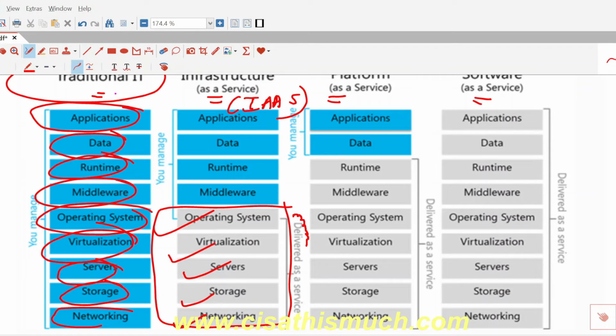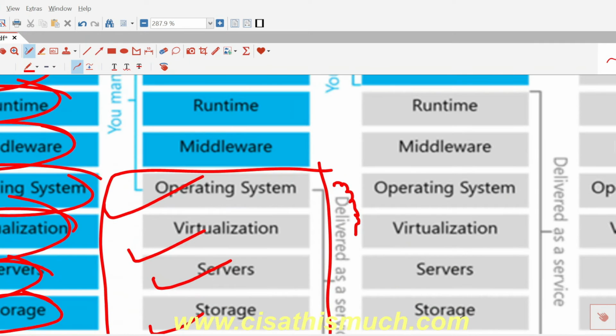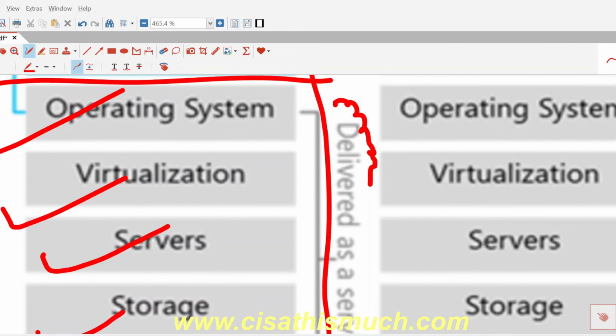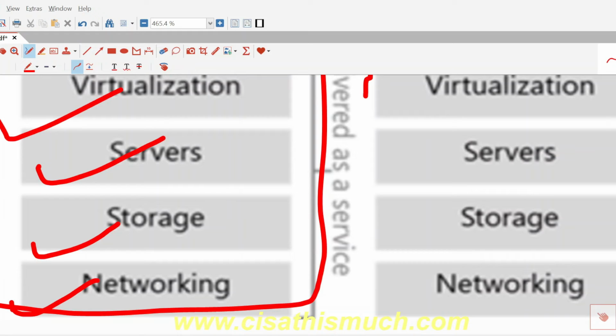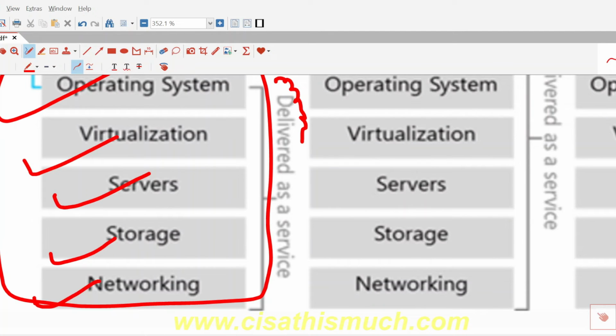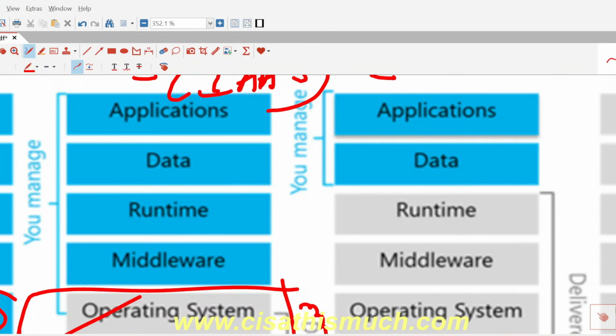Can you see what is written over here? Let me zoom in. What is written? Delivered as a service. So when we say infrastructure as a service, you are getting these five items delivered to you as a service. But what about the other things, the middleware, the runtime, data, application, everything? This you manage. Are you able to understand something?